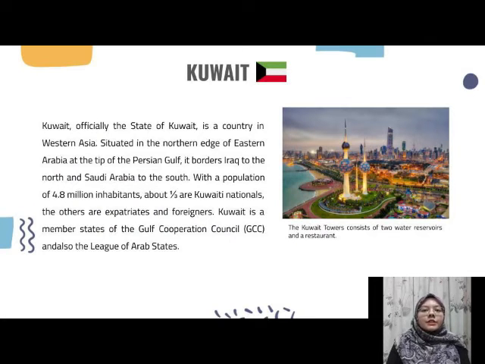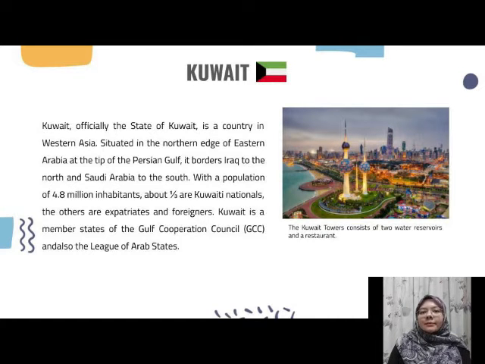Kuwait, or officially known as the State of Kuwait, is a country in Western Asia. It is situated in the northern edge of Eastern Arabia at the tip of the Persian Gulf. It borders Iraq to the north and Saudi Arabia to the south. Kuwait has a population of 4.8 million inhabitants. About 1/3 are Kuwaiti nationals. The others are expatriates and foreigners.